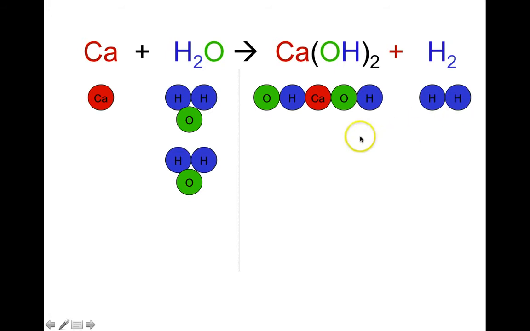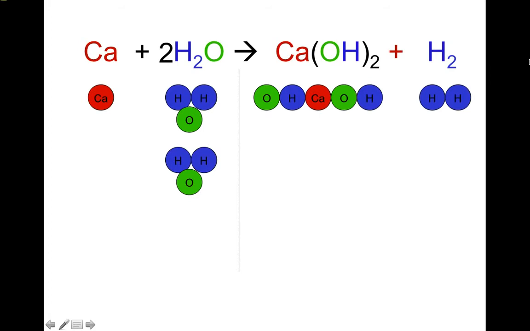And even my calcium situation is now fixed. I have 1 calcium atom here on the product side and 1 on the reactant side. So it turns out this chemical equation is balanced as long as I put a coefficient of 2 in front of H2O. And so now I have a balanced chemical equation. Ca plus 2 H2O yields Ca(OH)2 plus H2.